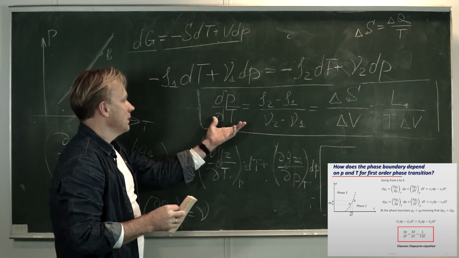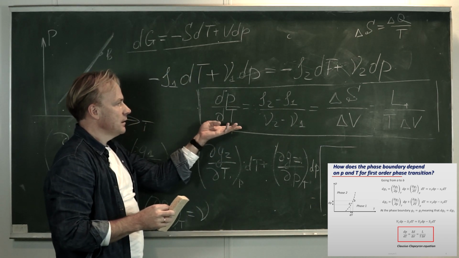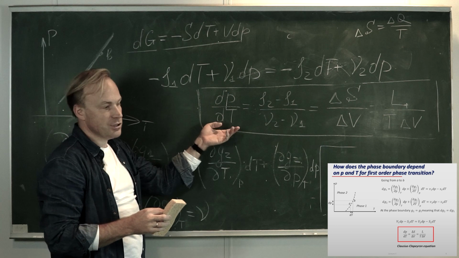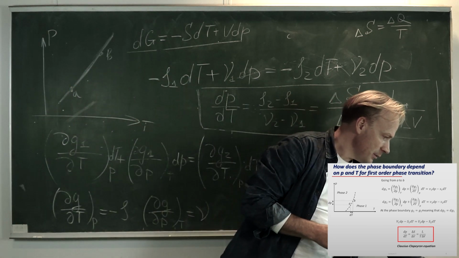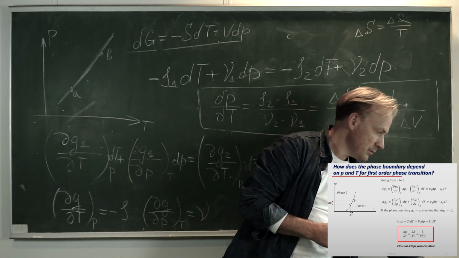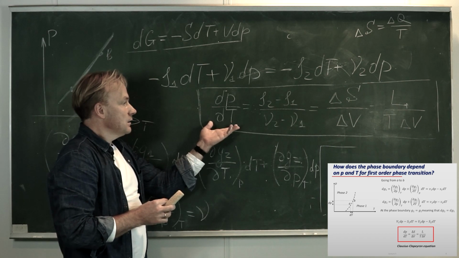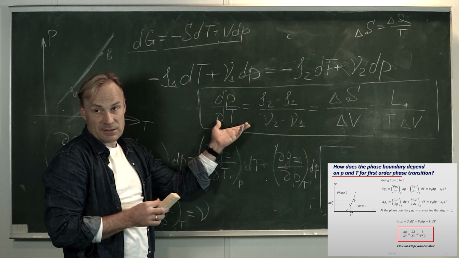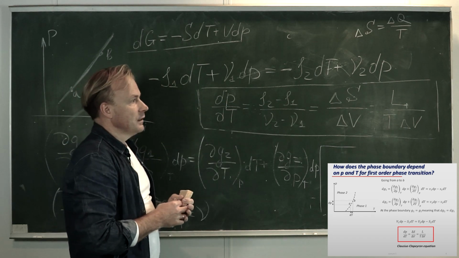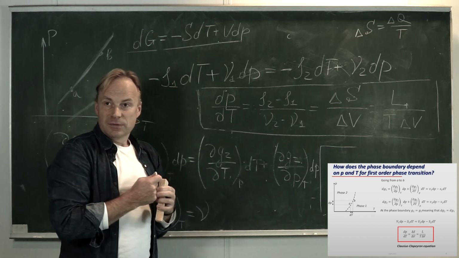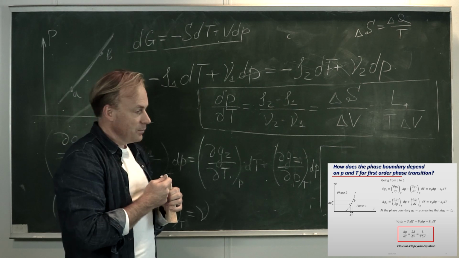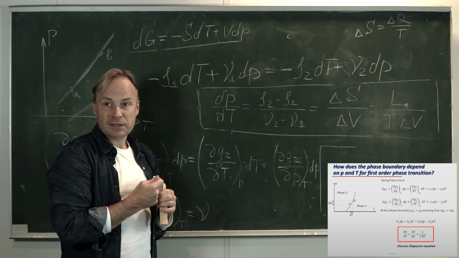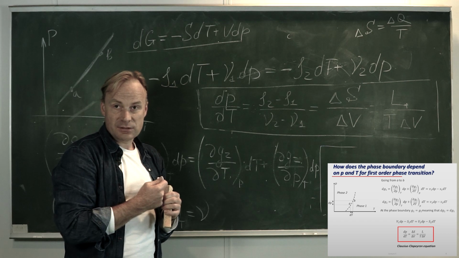Well, let's look more carefully at this expression, which is called the Clausius-Clapeyron equation. This is an expression that describes a first order phase transition. An example is the phase transition between the state of water and the state of ice. Is it a first order phase transition or not?